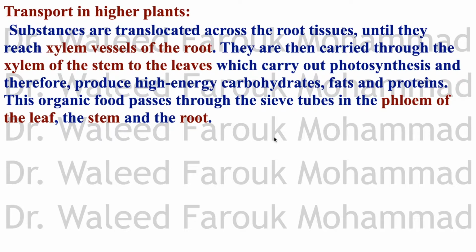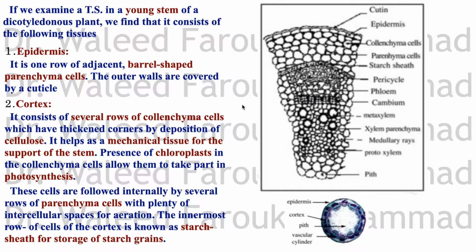On the other hand, the products of photosynthesis are carried in the opposite direction by another system called the phloem system. The phloem system and the xylem system make a network in the plant to cover the whole plant, either leaves or stems or roots. To study these transport systems, we'll study a cut section in a young stem and see what it is composed of.